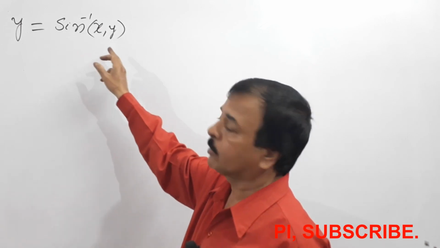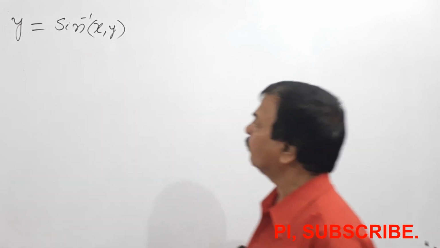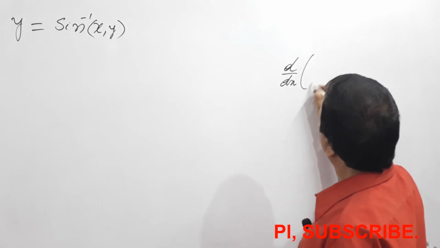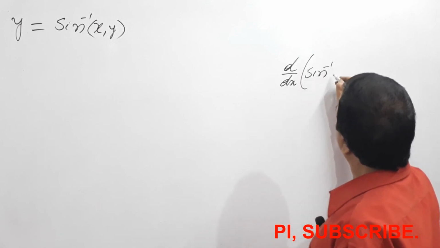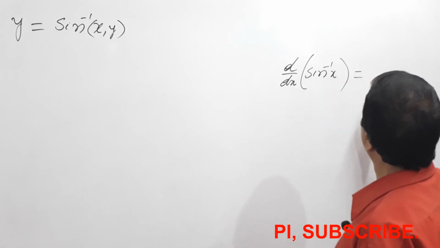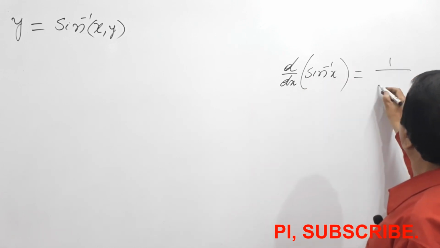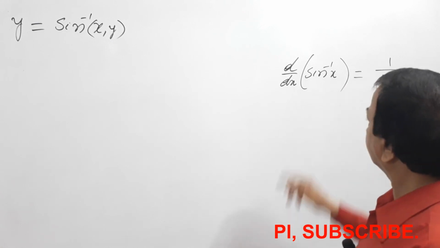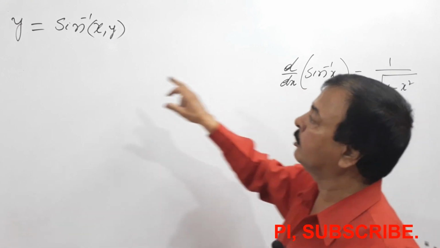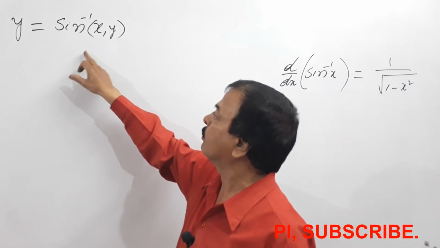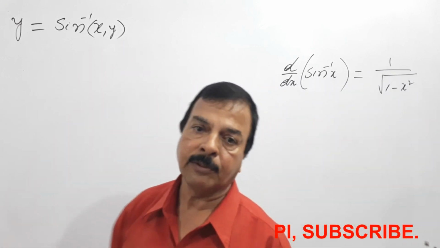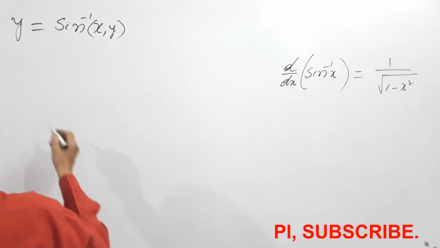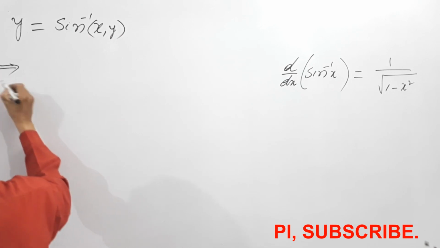y equals sine inverse of x comma y. So we know that d by dx of sine inverse x, I have told you this, that is 1 by under the root 1 minus x square. But here it is not sine inverse x, it is sine inverse of a product, that is sine inverse of x into y. In such cases, what you are supposed to do is, bring the sine inverse towards the left hand side. Then what happens? This becomes what?